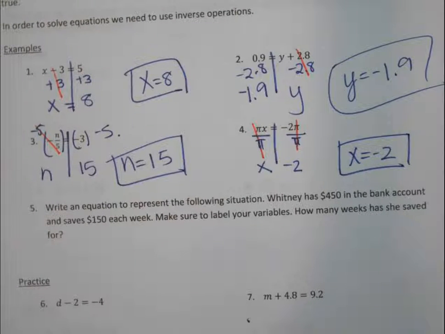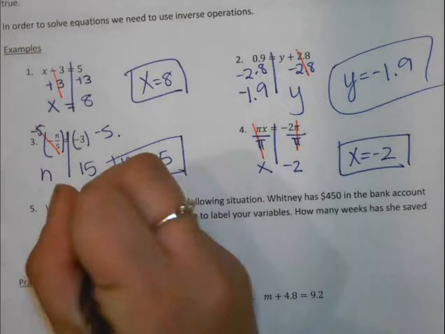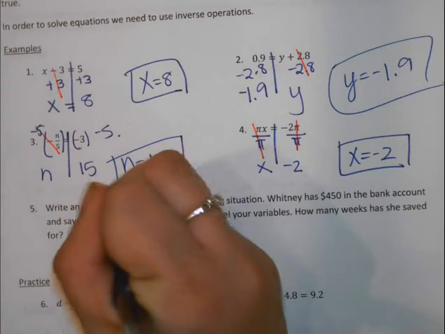Okay. Moving on, I have number 5. It wants me to write an equation to solve it. So it tells me that Whitney has $450 in the bank account, and she saves $150 every week. It wants me to label my variable and then decide how many weeks she's saving for. So I'm going to start off by labeling my variable. X is my number of weeks.